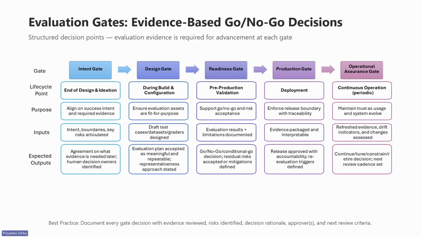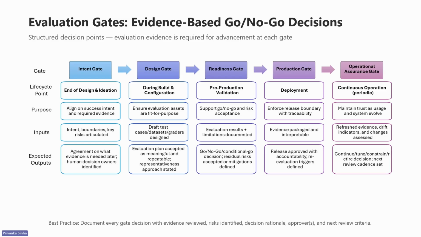At each gate, a named decision maker must review the accumulated evidence, assess the identified risk, and formally approve or reject. So this prevents the agents from shipping with unclear accountability. And as a best practice, every gate decision should be documented with the evidence reviewed, risk identified, decision rationale, approver name, and the criteria that will trigger the next review cycle.